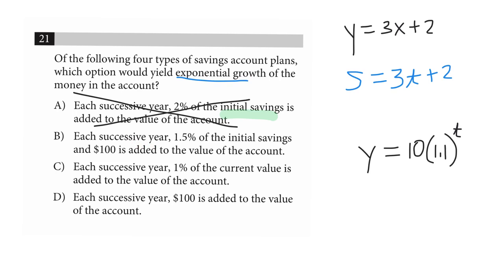Each successive year, 1.5% of the initial savings and 100 is added to the value of the account. Well, once again, that's focusing on the initial savings, and it's like 1.5% of that plus 100.